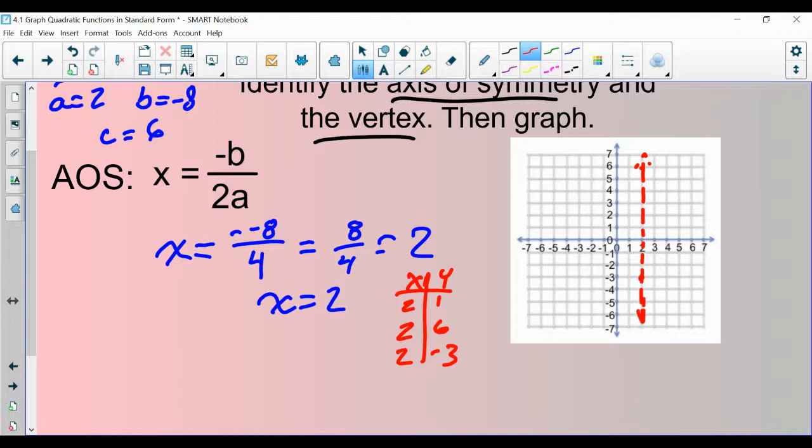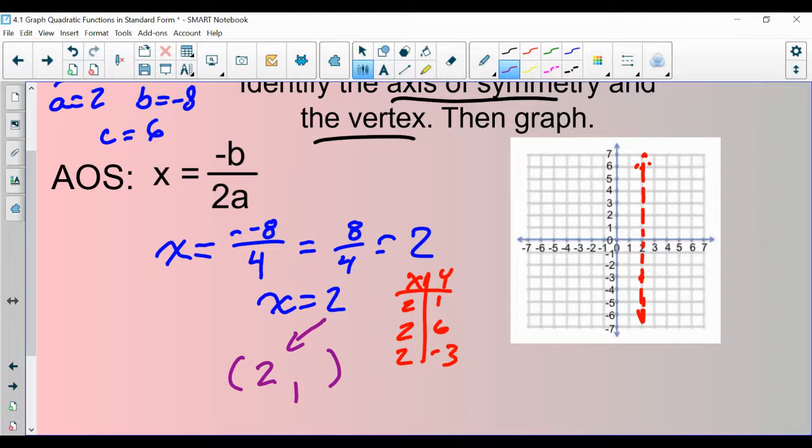Okay, so up next we need to find the vertex, right? We found the axis of symmetry, and now we need to find the vertex. One thing that I told you guys, if you remember, the vertex is going to be a point, and it has to occur somewhere along this axis of symmetry, which means its x value has to be 2. Whatever you get for the axis of symmetry is also going to be the x value of the vertex.